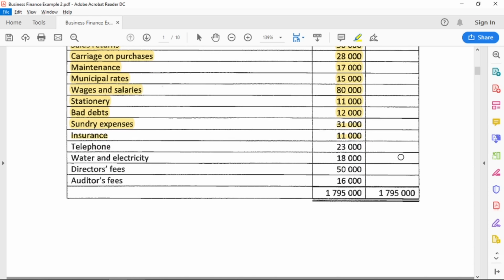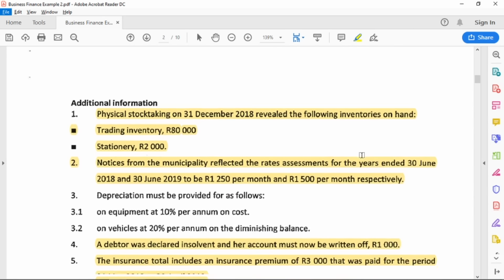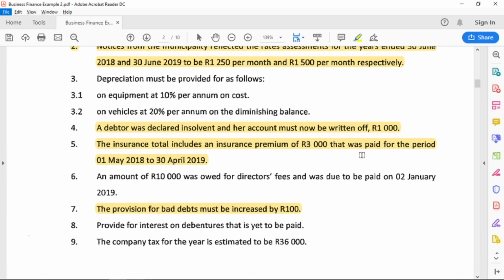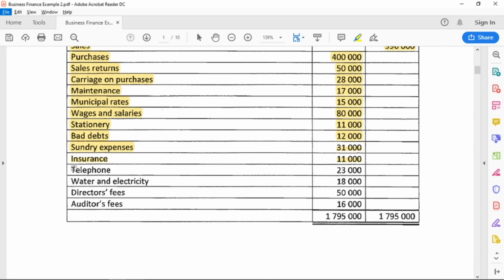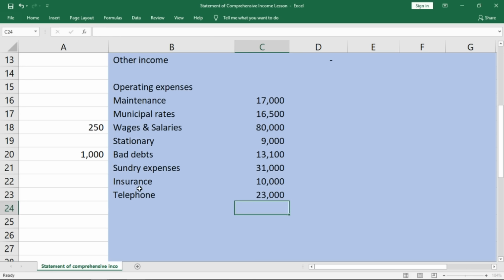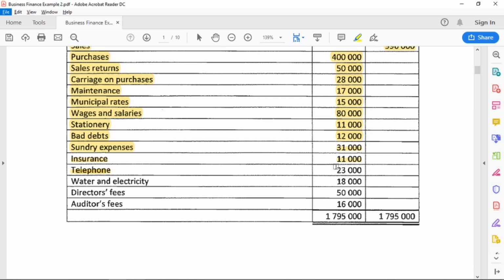We are told that the telephone was 23,000 rand. And if we look at our additional information, there is nothing on telephone over here. So we're just going to take telephone and put the amount of 23,000 rand. So let me write down telephone 23,000. Because there's nothing in the additional information, we take it as it is from our pre-adjustment trial balance.